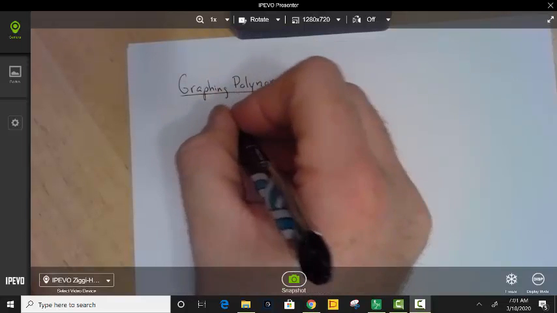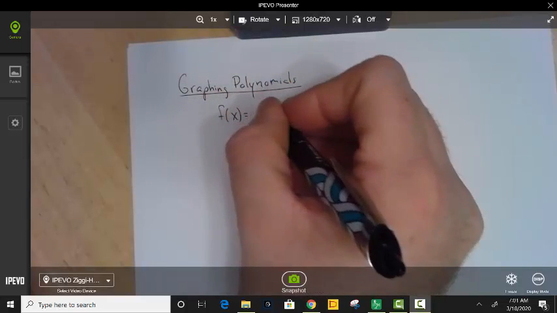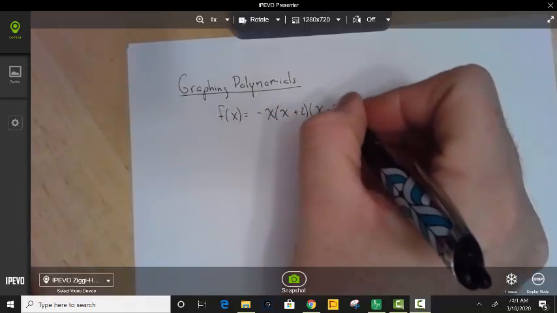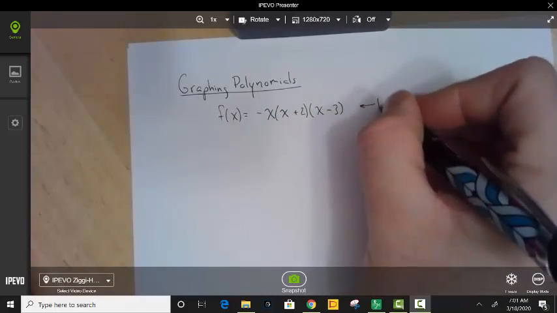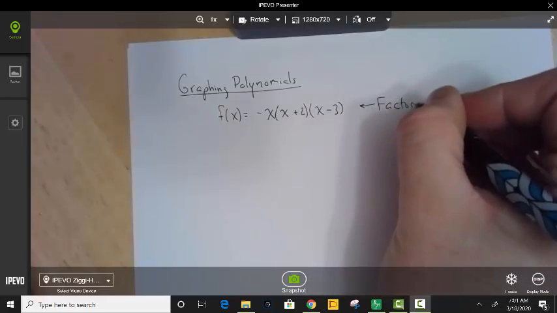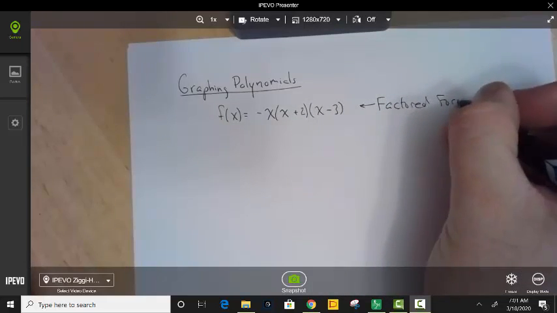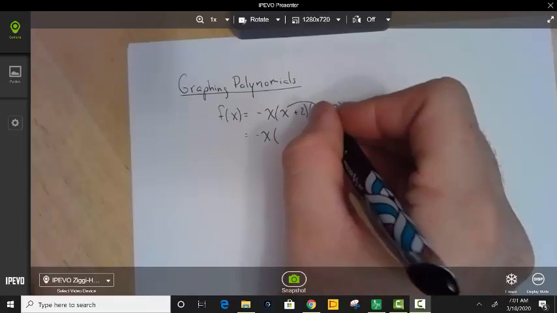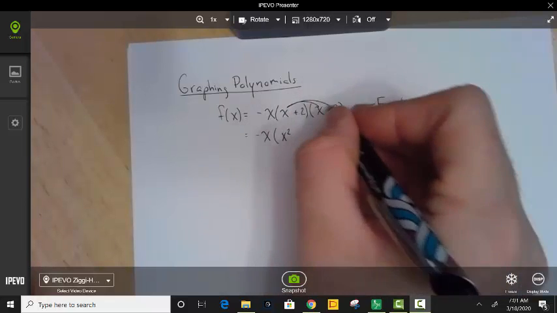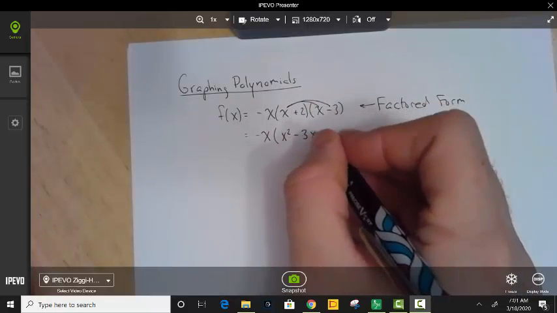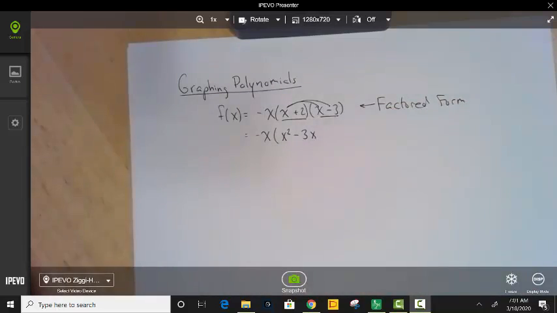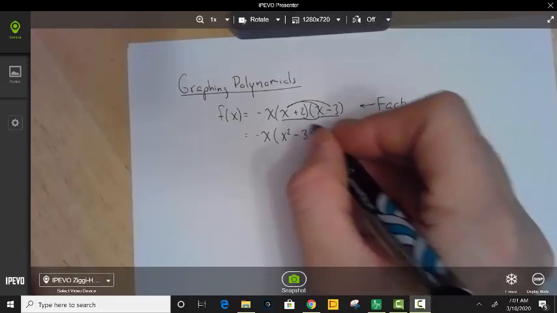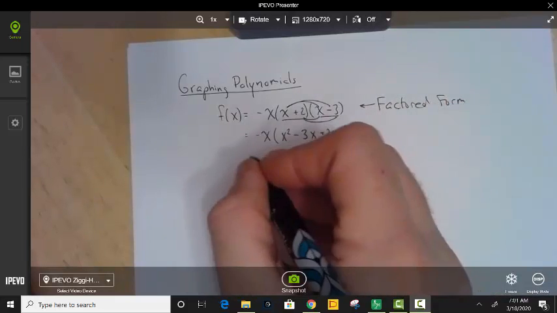And let's just start off with a polynomial function, negative x times x plus 2 times x minus 3. And this is a polynomial that is called in factored form. And we've seen this problem in class, but if we wanted to convert this to standard form, we would have to distribute this out. So we distribute the two binomials, x plus 2 times x minus 3, to x squared minus 3x plus 2x minus 6.